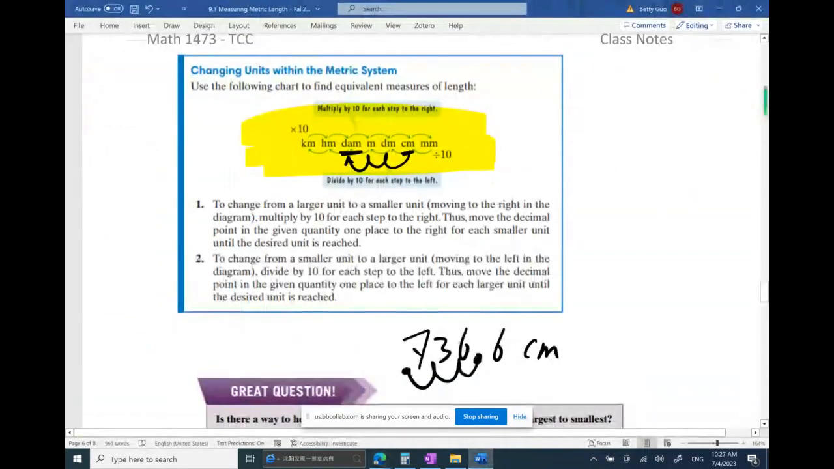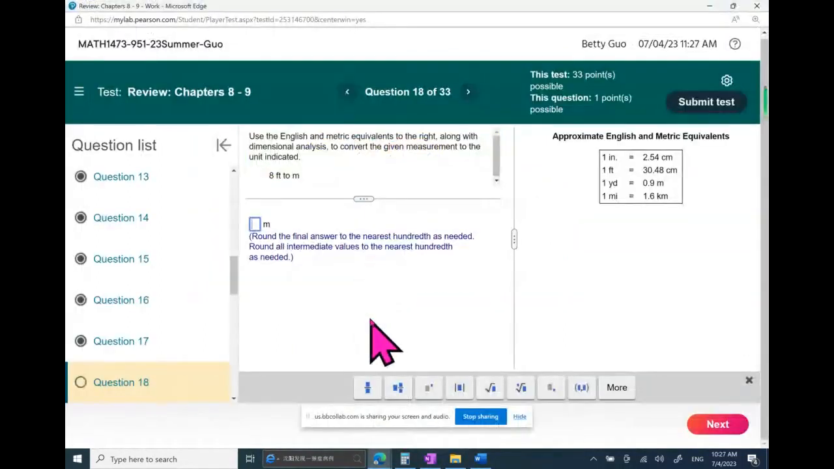From centimeters to meter, we move the decimal point to the left twice, as you can see from this diagram. From centimeter to meter, 1, 2, right? To the left twice. So we're going to move the decimal point to the left twice, 2.4384. Round the final answer to the nearest hundredth, so keep 2 decimal places. 2.44. Okay. Let me double check. From feet to centimeter, we have 30.48 multiplied by 8, and that is how many centimeters. And convert to meter, so 2.44 meters. That's correct.